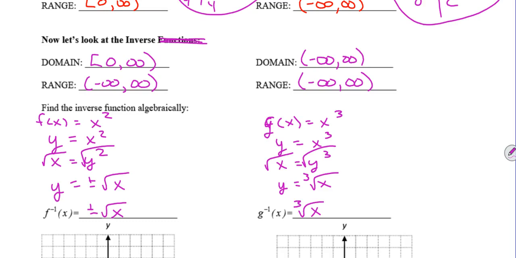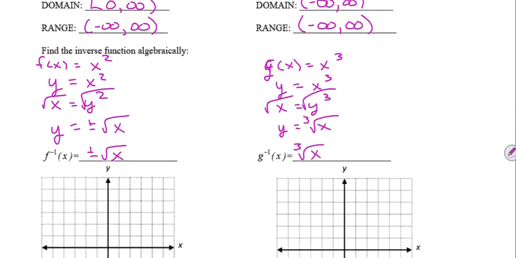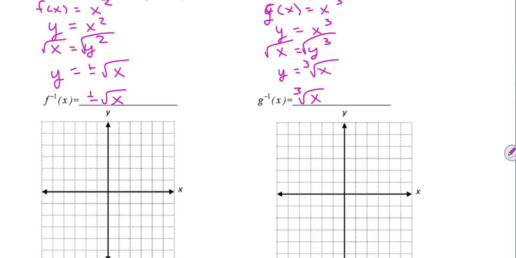Okay, so going back and talking about how to find inverses graphically, how it impacts the domain and range of the functions, and then how to find the inverses algebraically, brings us to the new types of functions we're going to be talking about. Now, we're going to look at radical functions and the parent functions of those radical functions.